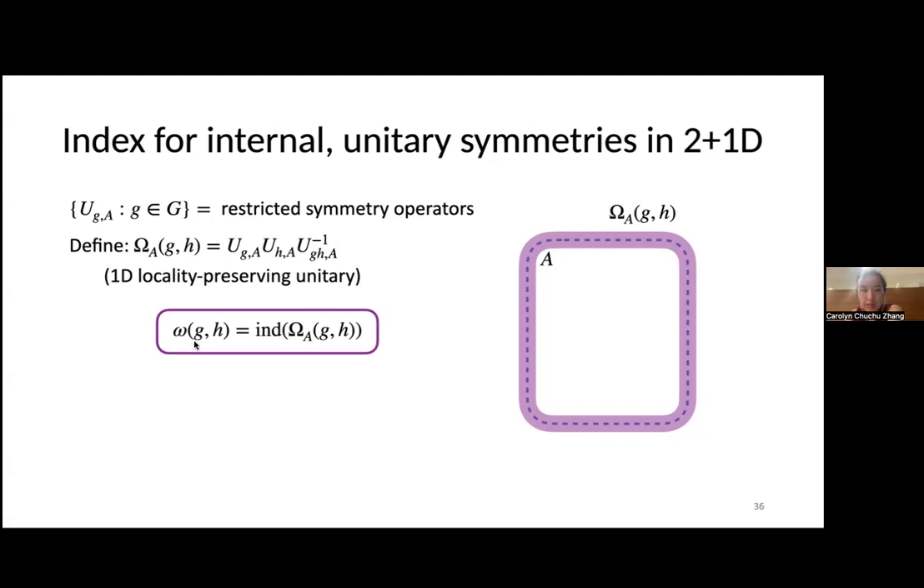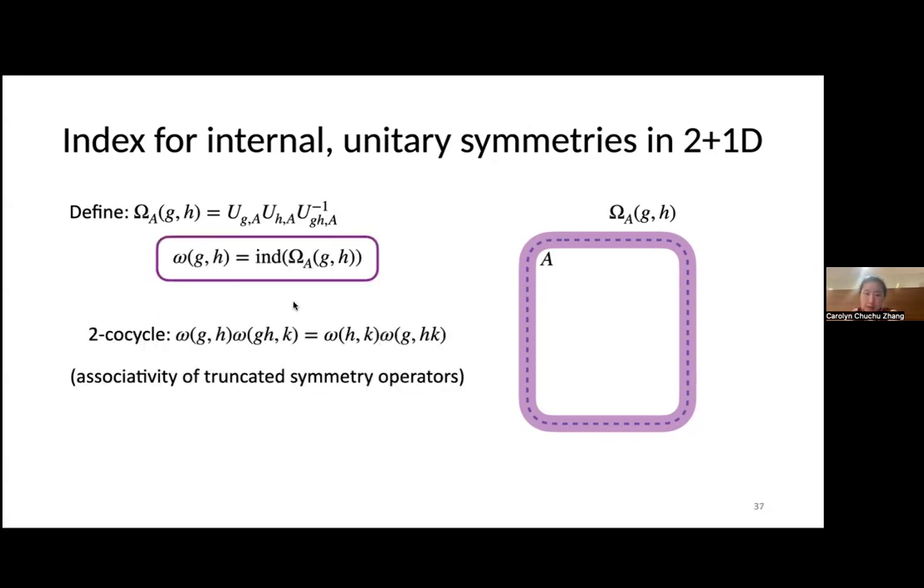So what this does is it takes as input two group elements, and because this is a rational number, it will spit out a rational number. But it's not any function from two group elements to the rational numbers. It defines a second cohomology class. So what that means is that there's a constraint on this function. So there's a cocycle constraint. And this cocycle constraint just arises from the associativity of the symmetry operators.